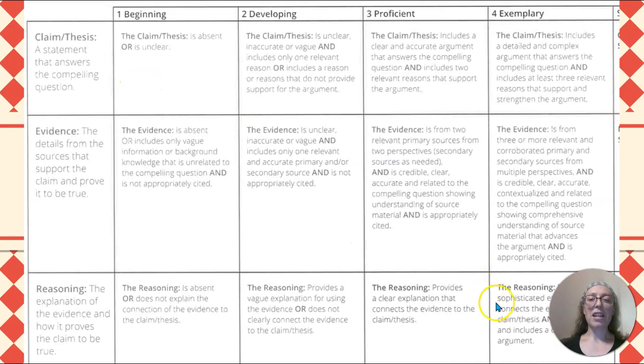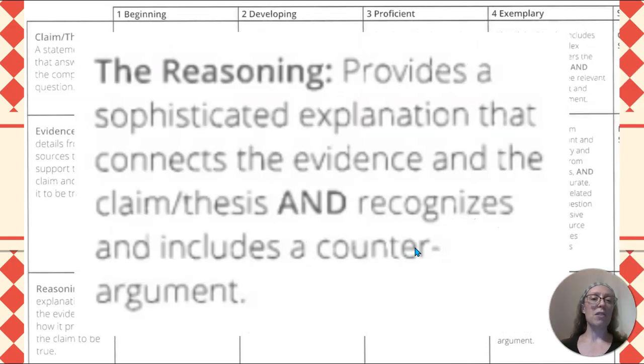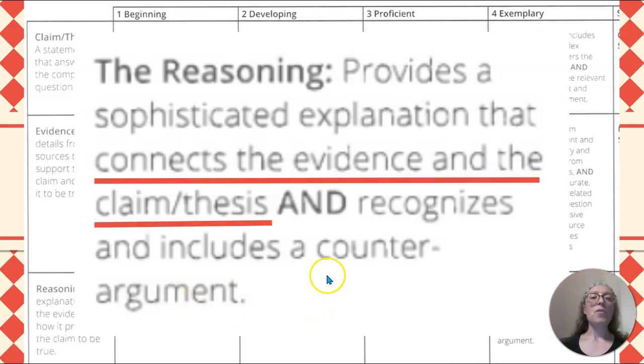So here's our target. We're going to look at the exemplary on the reasoning, because this has a little bit more than just the proficient. And I want all of you to try this out, because I think you can do this. This essay is one where you almost want to do a counter argument. We're going to get to the counter argument in a minute, but to get there you have to have a sophisticated explanation that connects the evidence and the claim or thesis. To have a 3 and meet the target, you just have to connect the evidence and the claim or thesis. You have to explain how they connect. So let's look at how we do that.